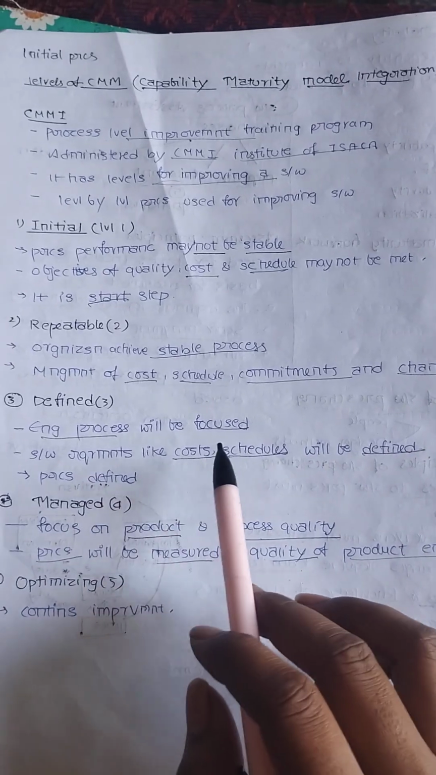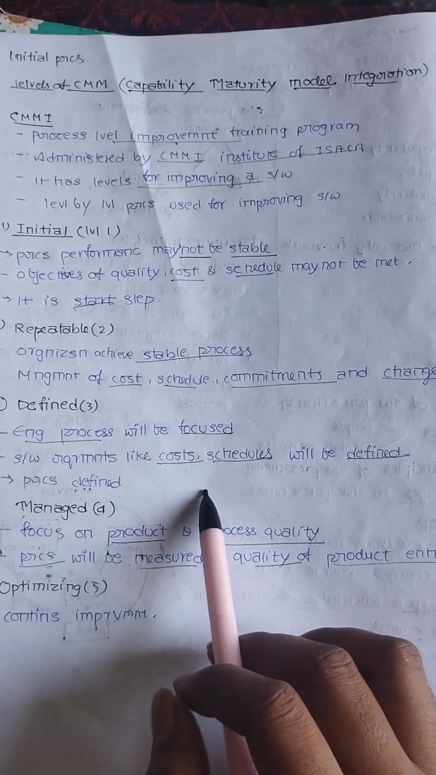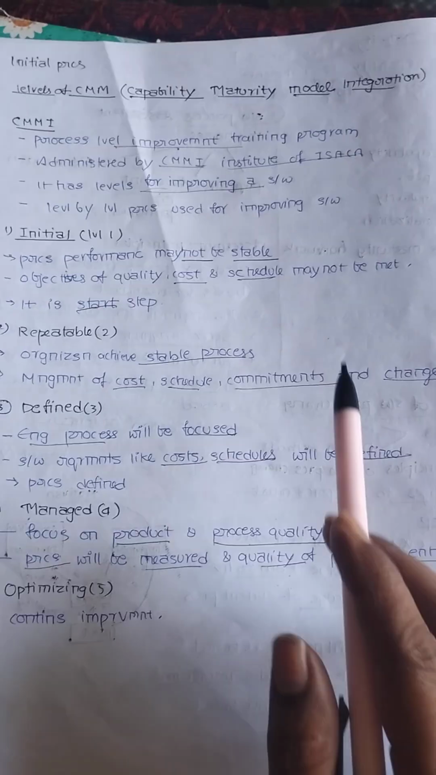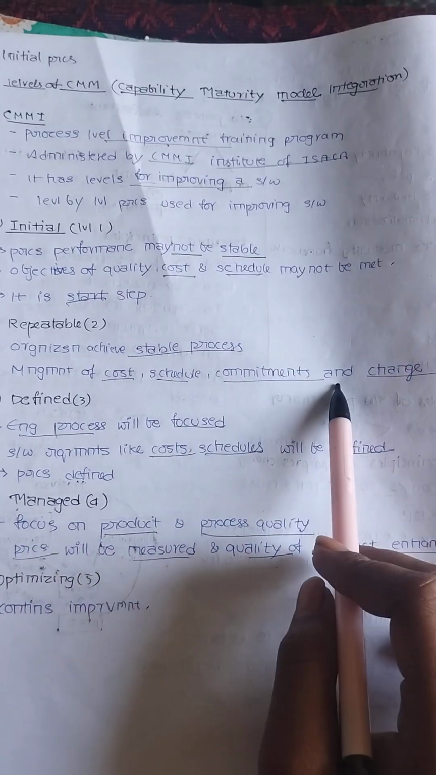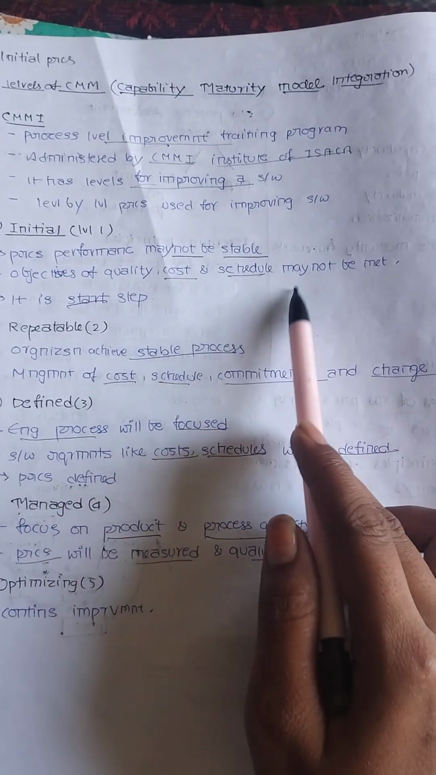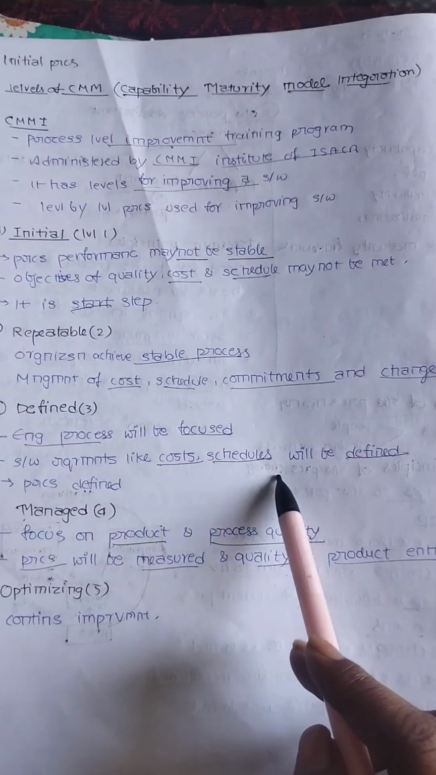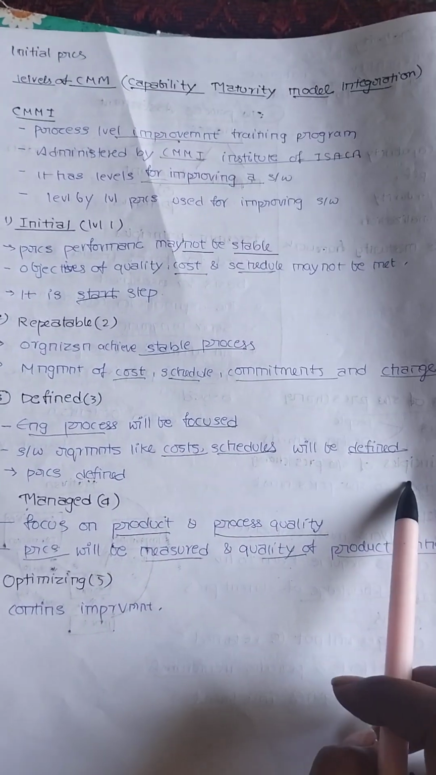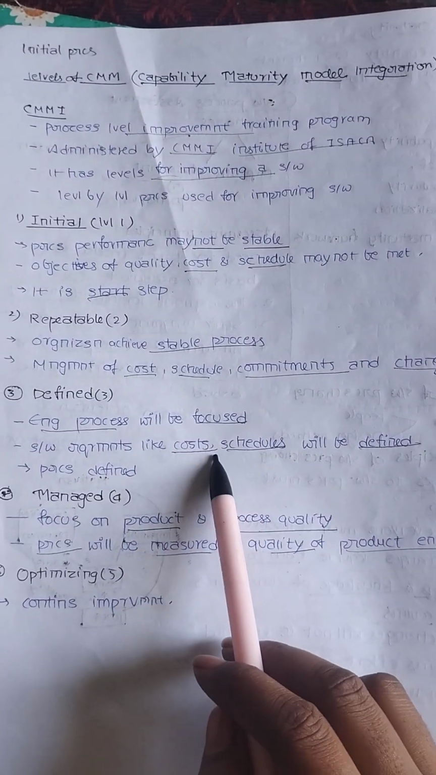In defined, the engineering process will be focused. Software requirements like cost and schedule will be defined. Here the management of cost and schedule is initiated, but the objectives of quality and cost are not yet met. It is process defined, focused on the engineering process.